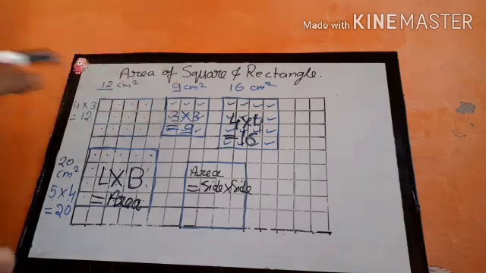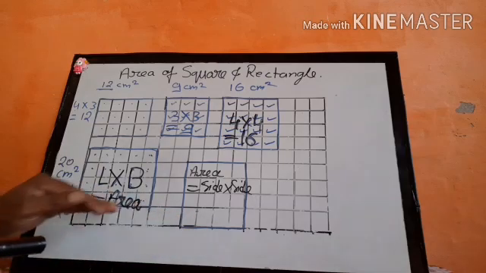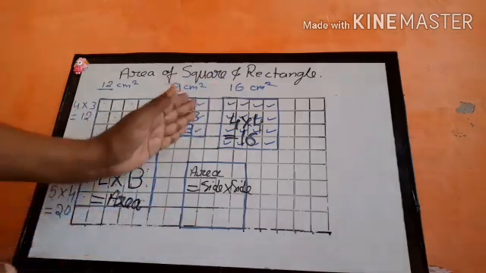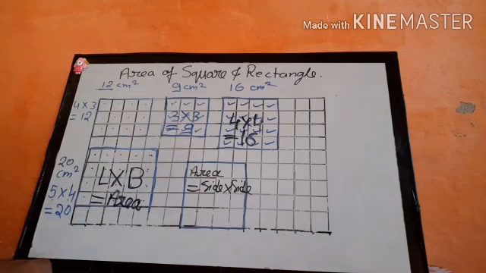Guys, I think you all understood the formulas that I have derived from this activity for the rectangle and square. So let's come to a few examples and a few other applications of these formulas.